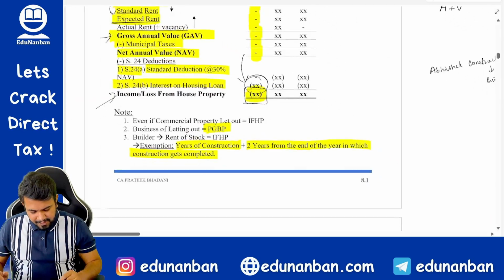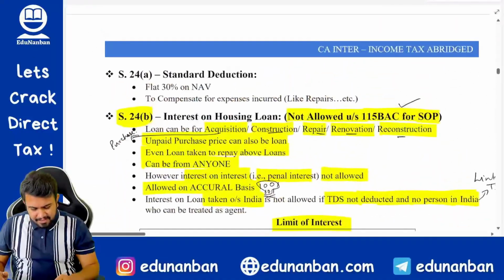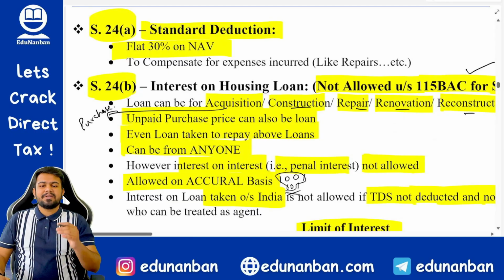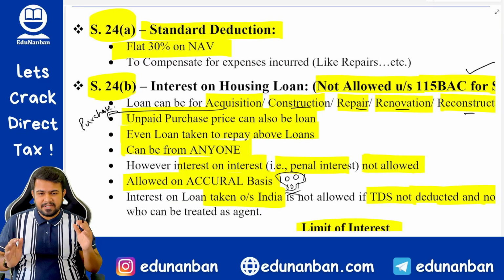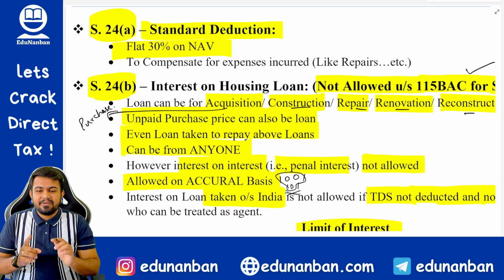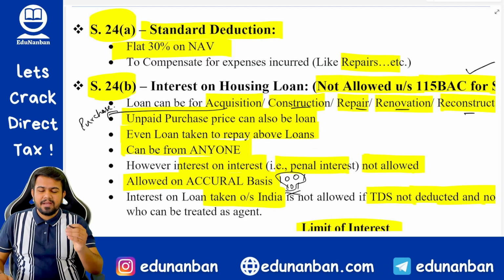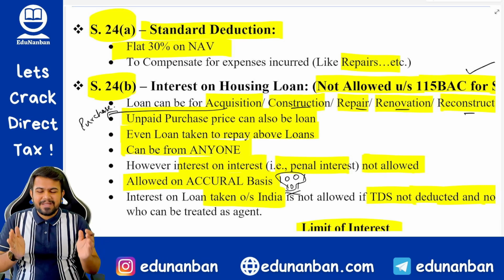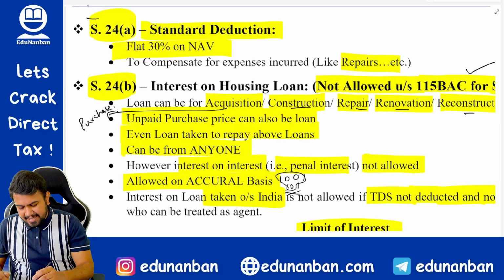Now let us talk about the other deductions. Firstly, standard deduction. Section 24A means standard deduction, which is a flat 30% of NAV. So take the NAV, take 30% of NAV, and it is allowed as deduction. But since this 30% is allowed as deduction, the Act will not allow any other deduction. So for example, if you are doing any repair, insurance, painting or any carpenter work, any expense that is done on the house property will not be allowed as deduction because there is a standard deduction.